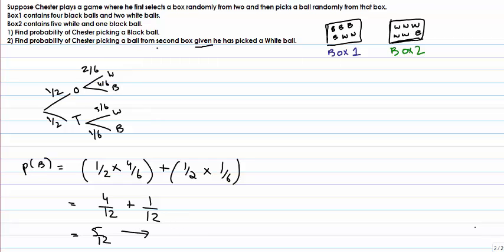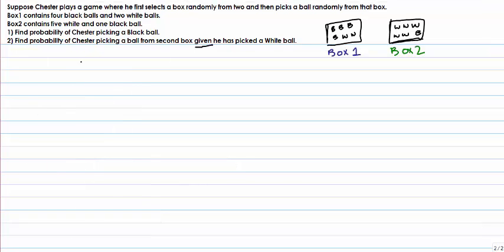Okay, now the second part of the question asks us to find the probability of Chester picking a ball from the second box given that he has picked a white ball. So let me make some space for this part. Now we have the space, so let's write the Bayes theorem for our part.